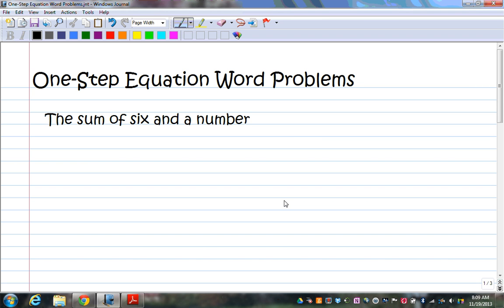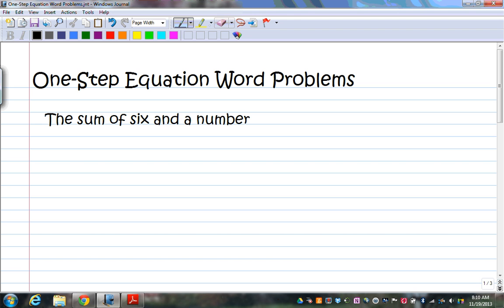Well, hello everybody. This is one-step equation word problems. First, what I have here is a verbal phrase. It's the sum of 6 and a number. That's not an equation, it's a verbal phrase, but you need to be able to transform this into a number sentence. So how would we do that?